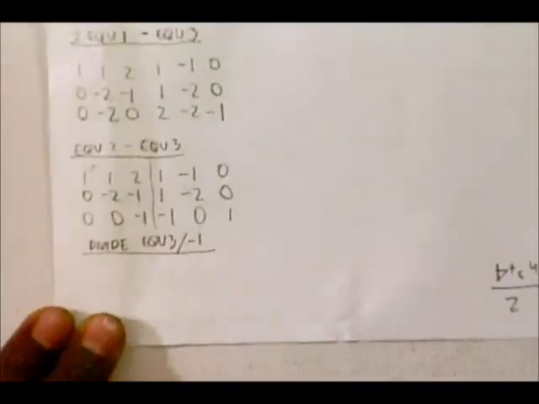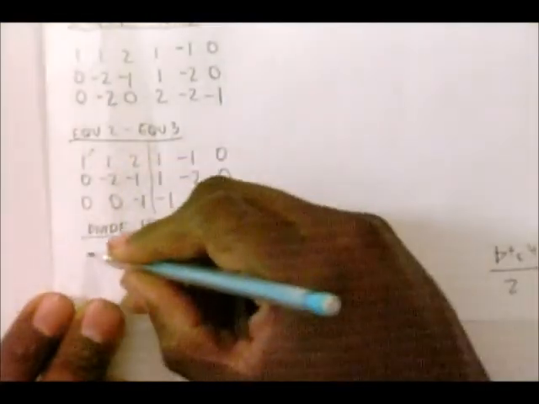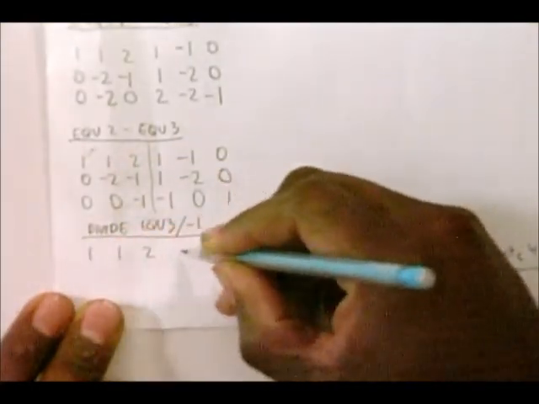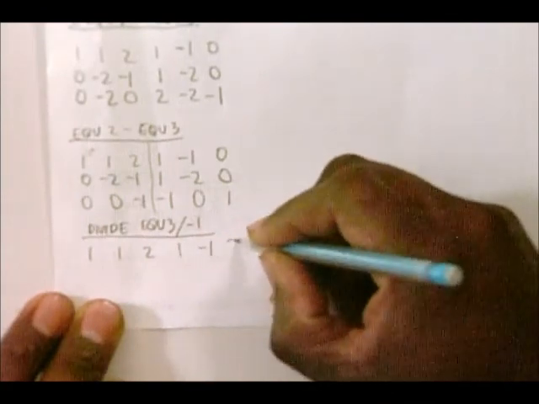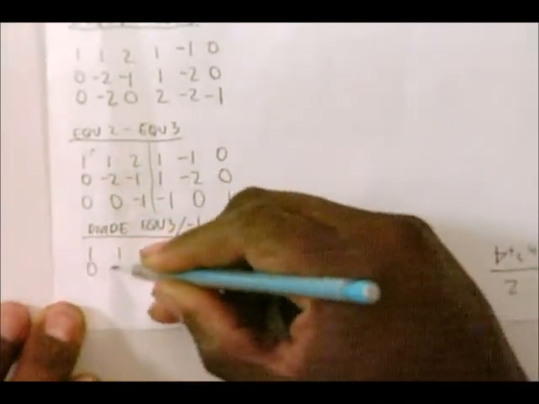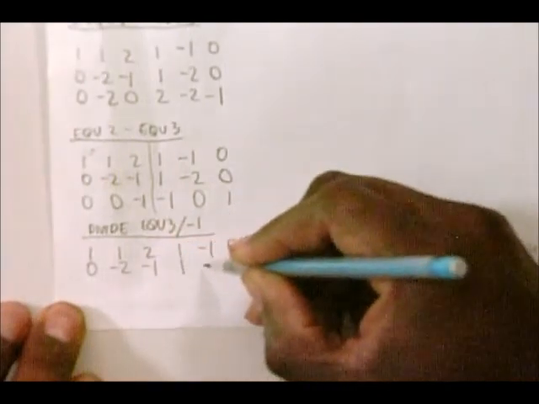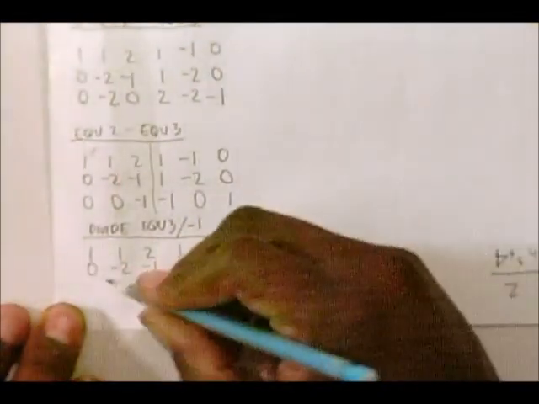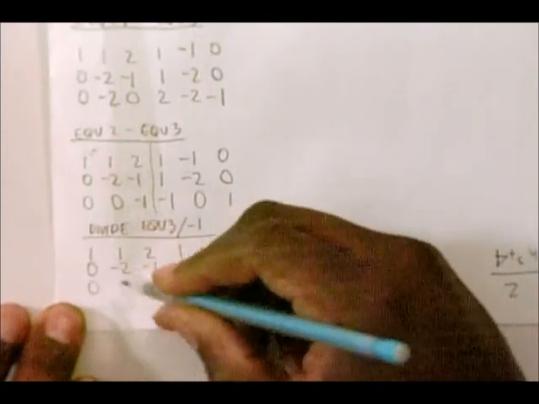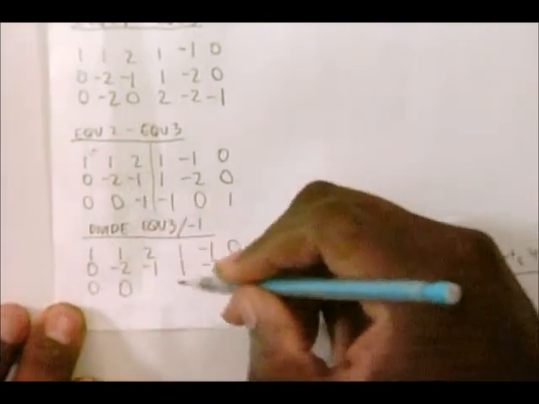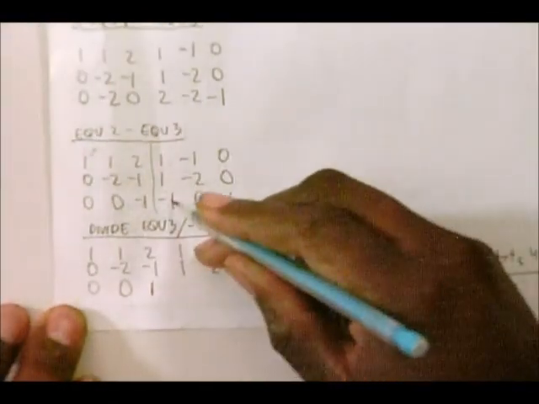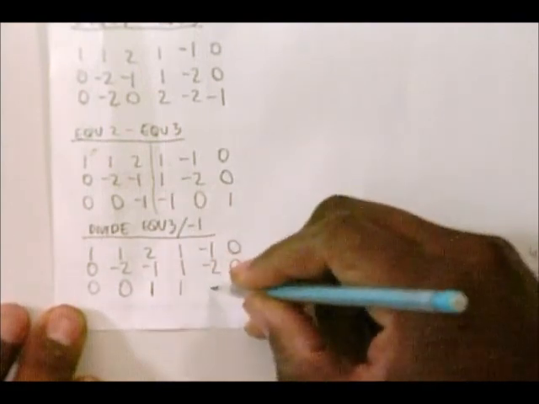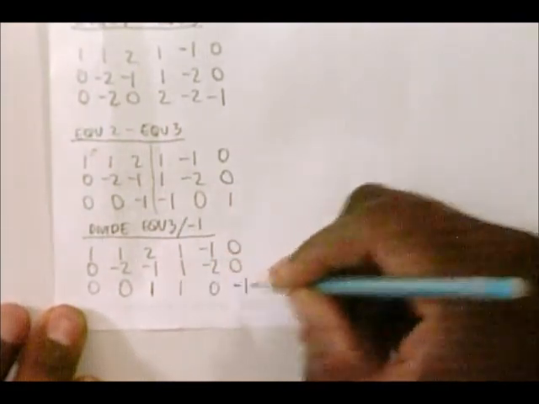If you do that, what you end up with is the top row, 1, 1, 2, 1, negative 1, 0, 0, negative 2, negative 1, 1, negative 2, 0. And let's just divide this bottom row by negative 1. So 0 divided by negative 1 is 0. Negative 1 divided by negative 1 gives us the 1 that we wanted there. And you divide this by negative 1, you get 1. This becomes 0, and this becomes negative 1.